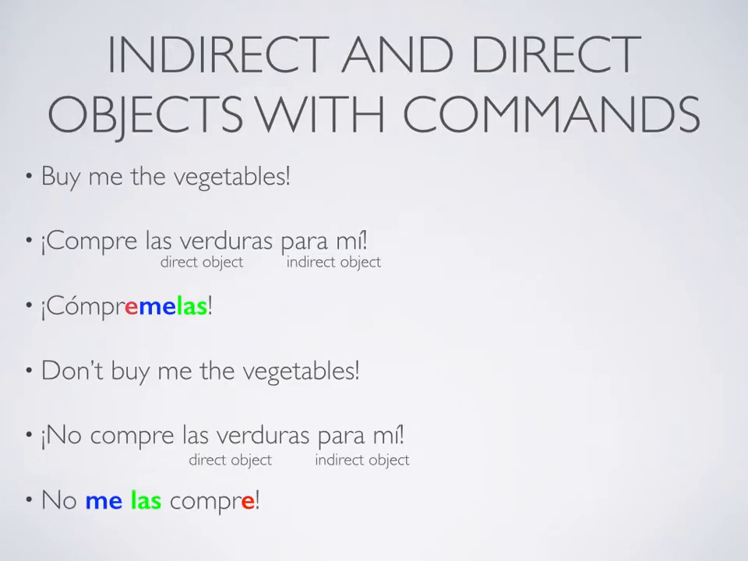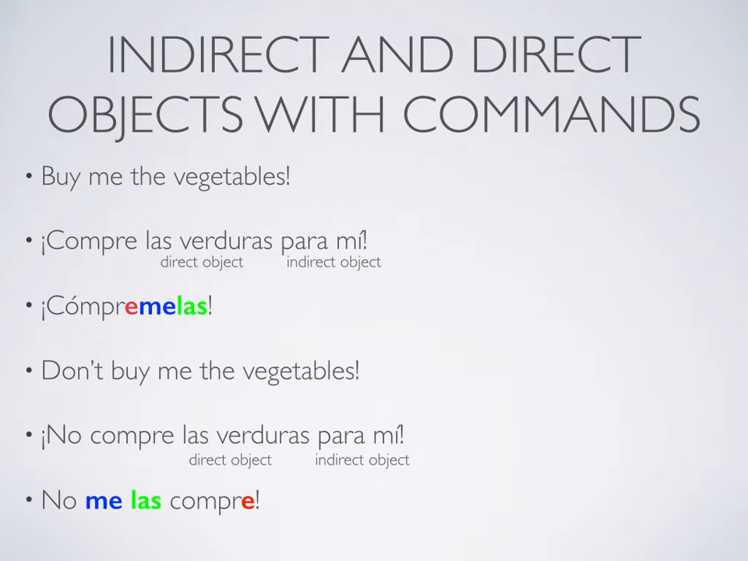When you're using indirect and direct objects together, you keep the order the same as it would be in a normal sentence. So the indirect object goes first, then the direct object. So if our sentence is buy me the vegetables, compre las verduras para mí. Las verduras is our direct object, and para mí is our indirect object. So our indirect object pronoun goes first, which is me, and our direct object pronoun, which is las, goes after. And we attach both of those to the end for an affirmative command. So we have cómpremelas. And then you have to make sure the accent is on that first O in order to keep compre sounding the same.